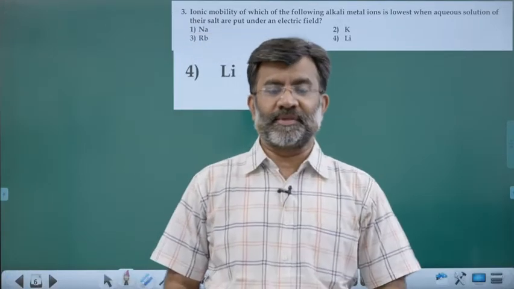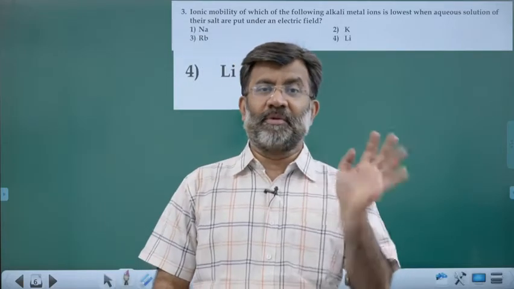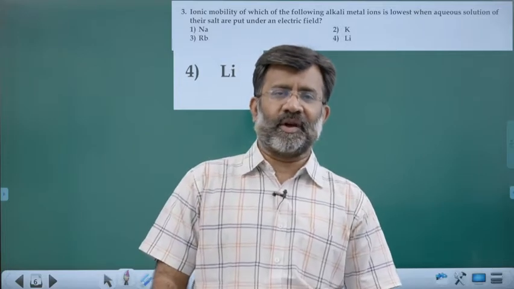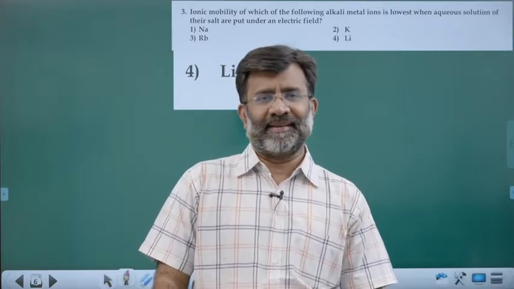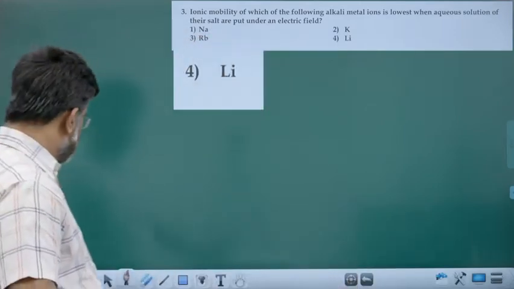And cesium is larger ion and is expected to give minimum mobility, but it is giving maximum mobility because it is not hydrated at all because of larger size. Okay, next.